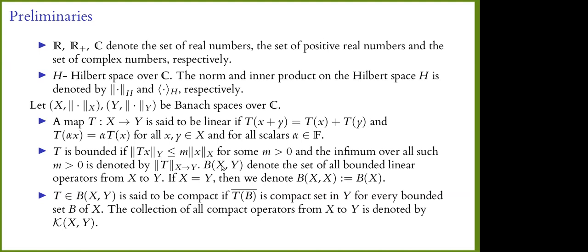The collection of all bounded linear operators from X to Y is denoted by B of X, Y, and if we consider X equal to Y, it is denoted by B of X. We say a bounded operator T from X to Y is compact if it takes bounded subsets of X to pre-compact subsets of Y, where we say a subset is pre-compact if its closure is compact, and the collection of all compact operators from X to Y is denoted by K of X, Y.